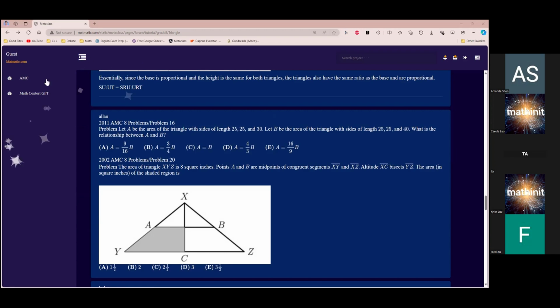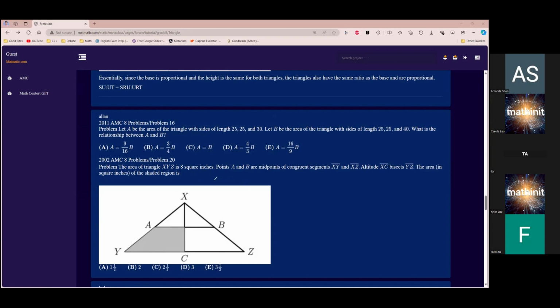Okay, so you're given that the area of this triangle is 8 inches squared, and that A and B are midpoints of XY and XZ. You're also given that XZ bisects YZ. So from that, you know that XZ is the height for this entire triangle, and you're asked to find the shaded region.